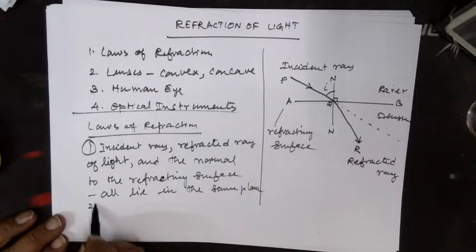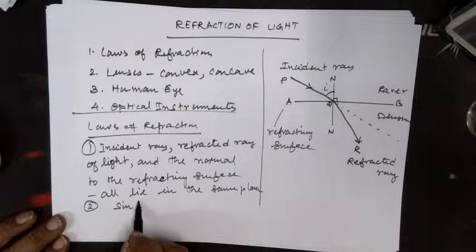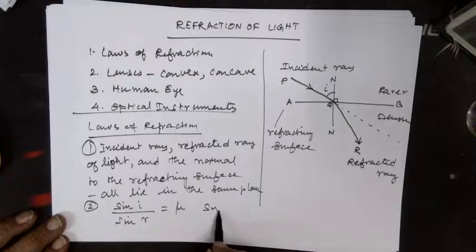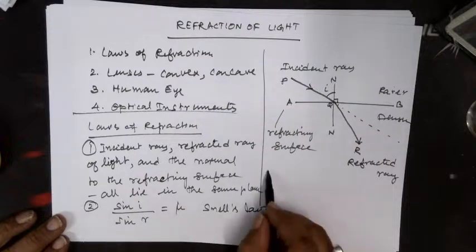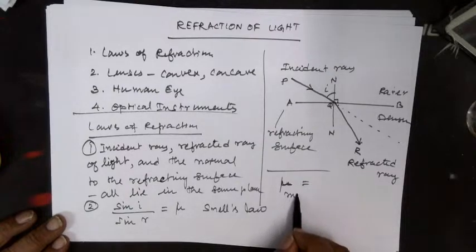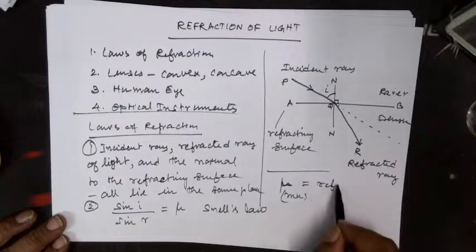Second law: sine of incident angle divided by sine of refractive angle is always a constant, and that is called mu, and this is called Snell's law. Snell's law, and this mu is called refractive index. Mu should be pronounced mu, the refractive index of the material or the medium.